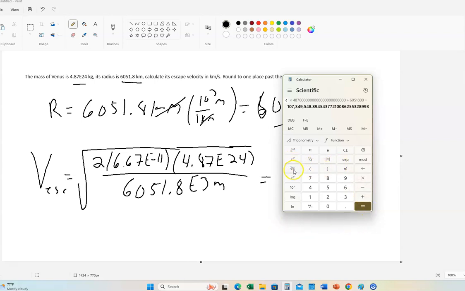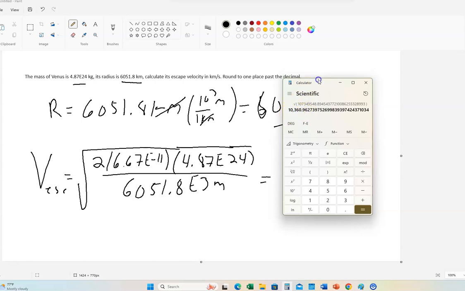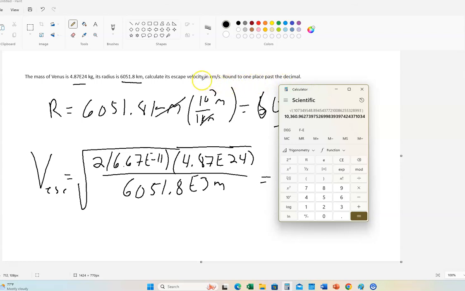All right, so we're going to take the square root. This one comes out to be 10,360.9, whatever. But it says to calculate it in kilometers per second and round to one place past the decimal. So in kilometers per second, this would be 10.3 kilometers per second. All right, so that's the answer, 10.3. Let's move on to number 14.